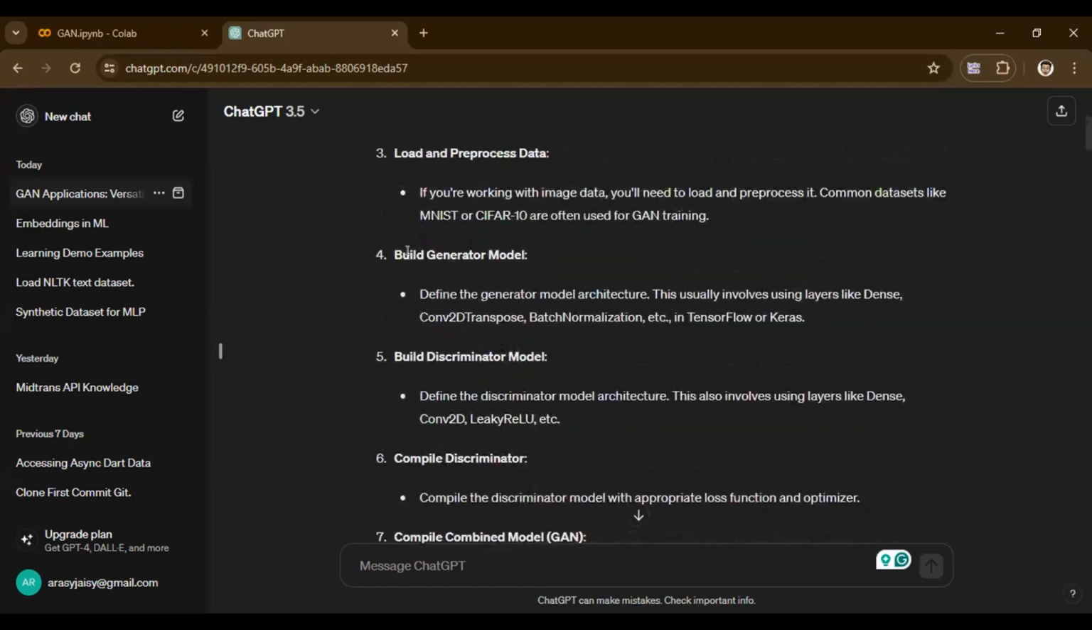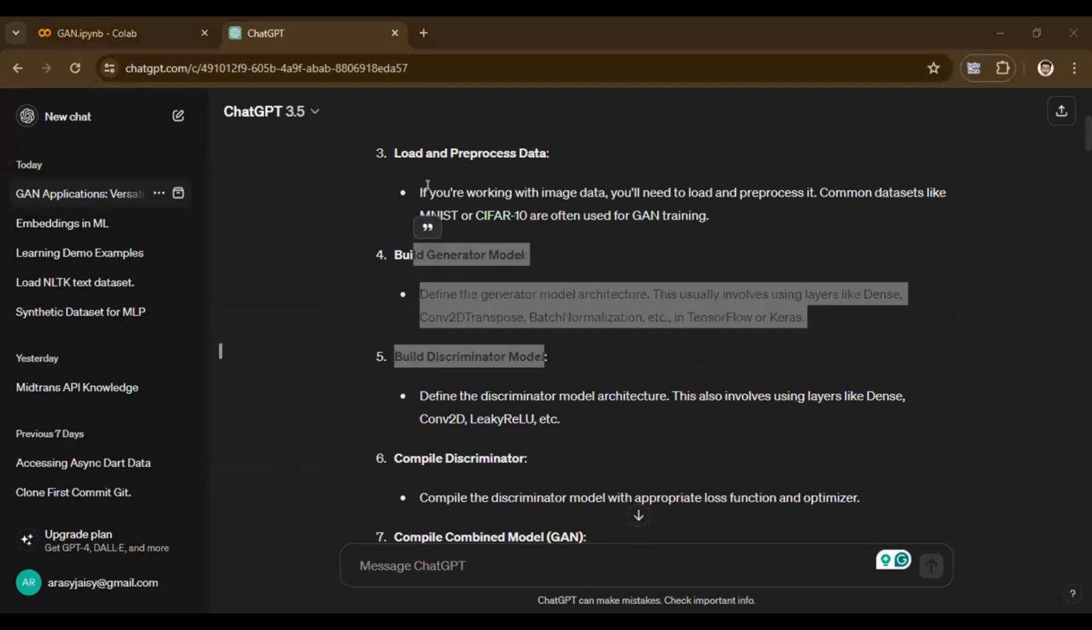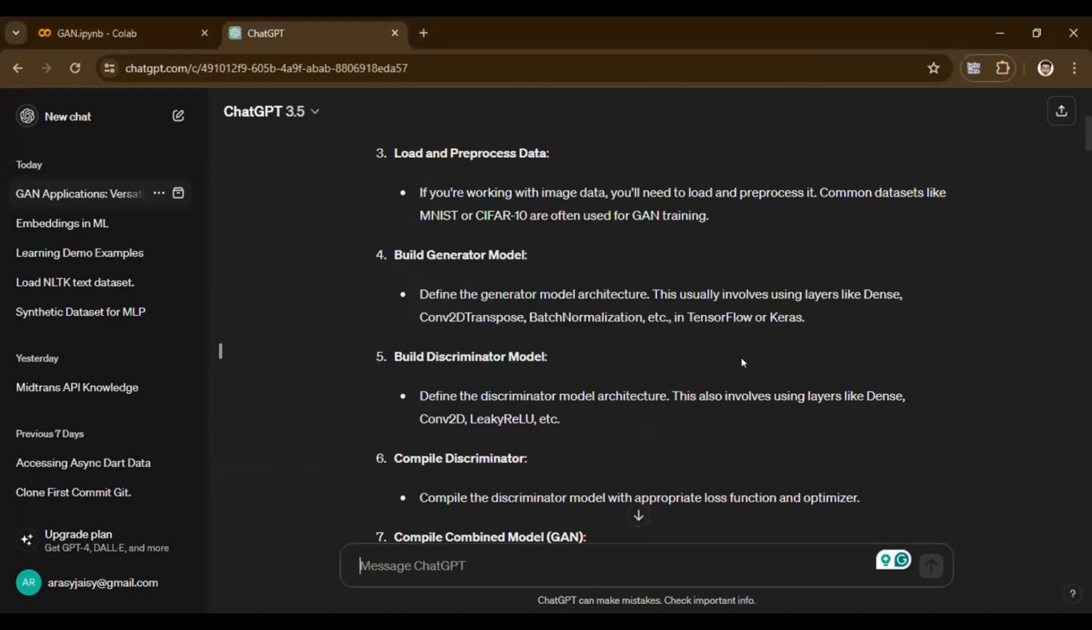So after we build our generator model and discriminator model, let's see what we can do. Before we combine them, we can define the loss functions for both architectures. We can do that by asking ChatGPT to write in an Excel cell to define the loss functions for generator and discriminator.